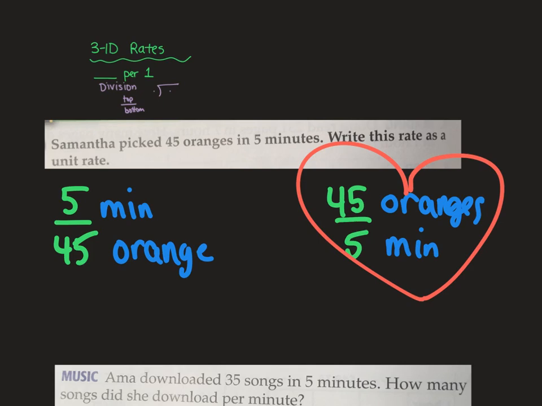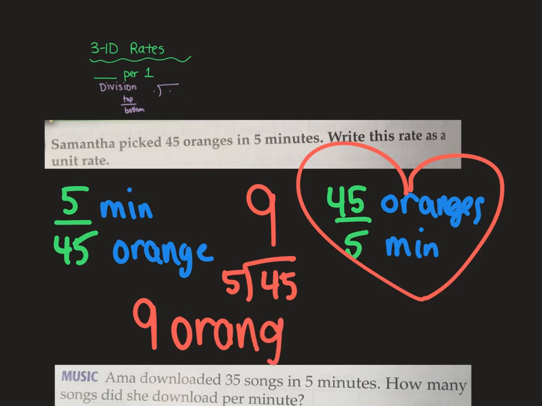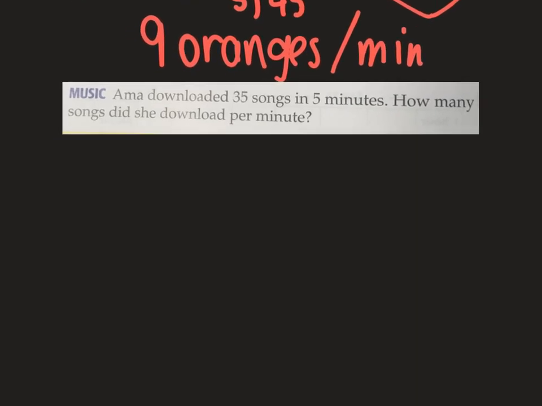So 45 divided by 5. Answer is 9, but we need a label. Don't forget your label. 9 oranges per minute. And per, math people write it as a little slashy thing, a little fraction, a little sideways slanty thing. Let's look at our next one.